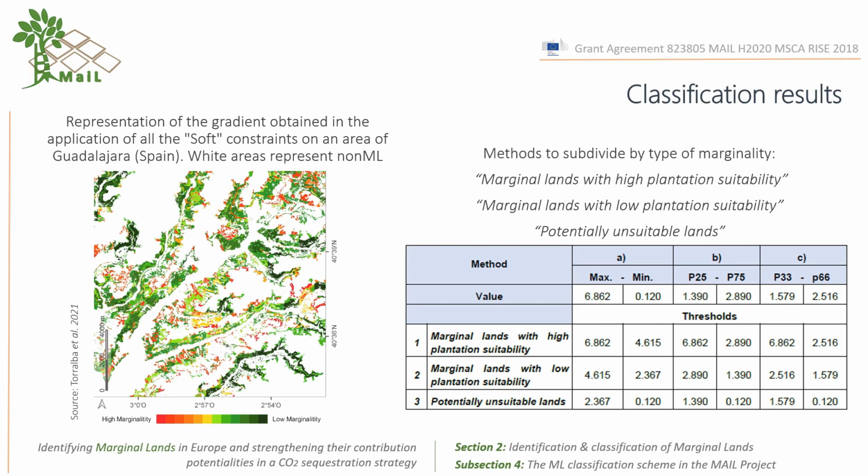The second, method B, is to calculate the 25th and 75th percentile of the value obtained in the marginal land layers. And the third one, method C, is to calculate the 33rd and the 66th percentiles of the value obtained in a marginal land layer. Finally, we will have a raster with three values that represent the three marginal land types for each of the methods.